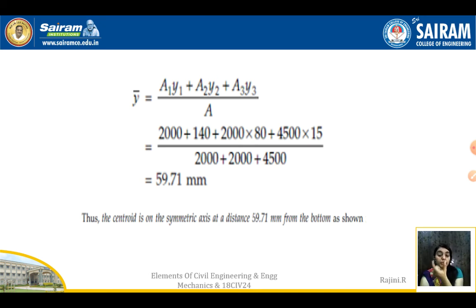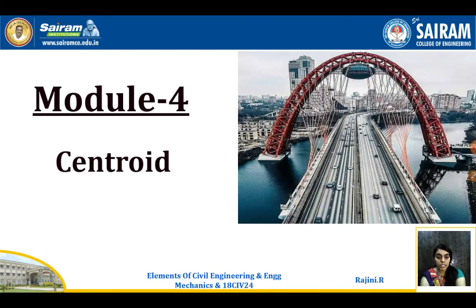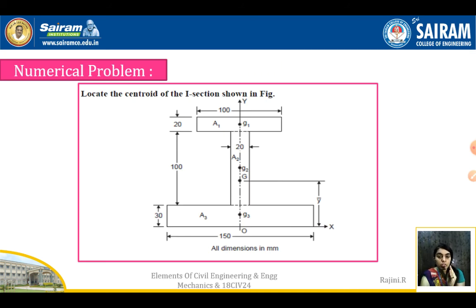X bar no need to find because it is symmetrical about the y axis. So this is the way of solving the problem. But once you see the figure, please make sure what you need to find: x bar, y bar, or both. That is a very important thing. The question doesn't ask anything specific, it just asks to locate the centroid of the I section, so we have to decide whether we need to find x bar or y bar or both. It is symmetrical about the y axis, a mirror image on both sides, so no need to find the x bar. It is not symmetrical about the x axis, so you have to find the y bar. So that is the concept.